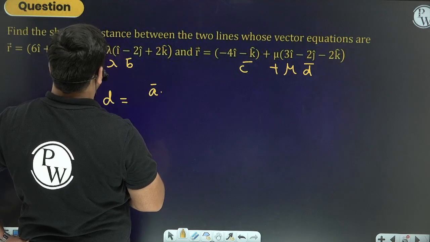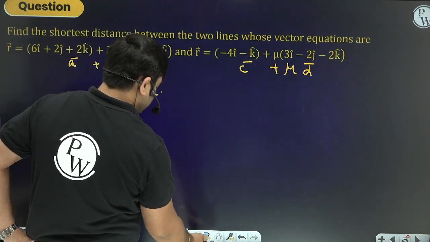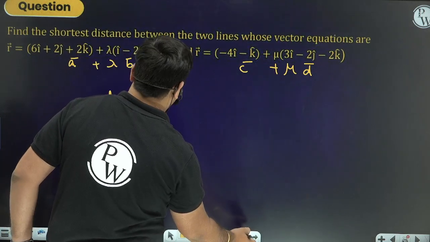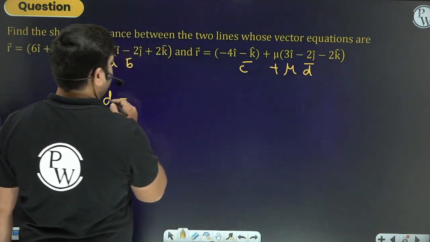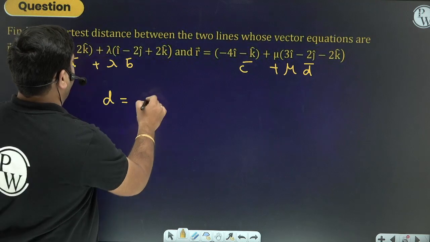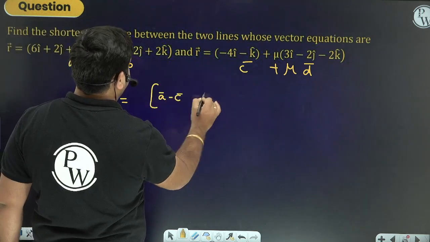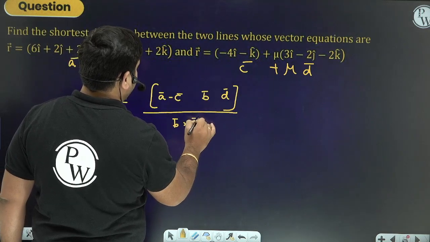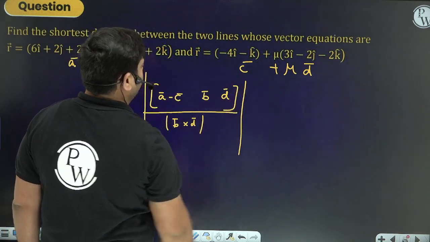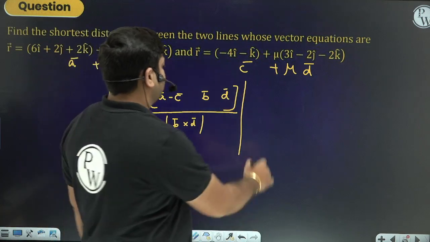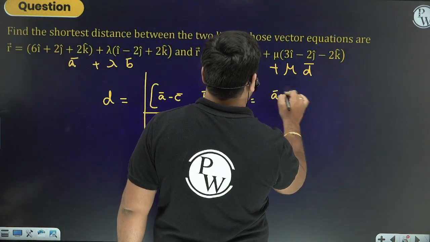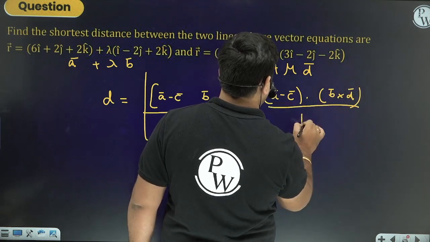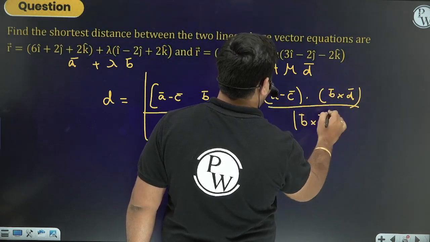a bar dot. Sorry, first what is a bar for that? Okay, just a minute. Okay, let's move like that. This is a bar and c bar, right? So box of a bar minus c bar, b bar, d bar by b cross d with magnitude and modulus completely to make the answers positive. So this is a bar minus c bar dot b cross d by the magnitude of b cross d.